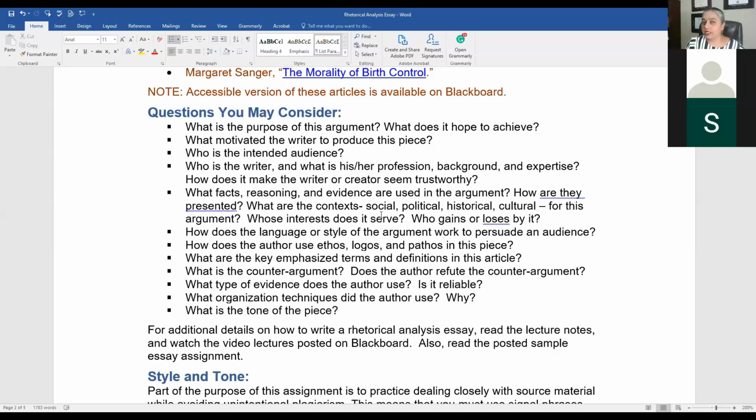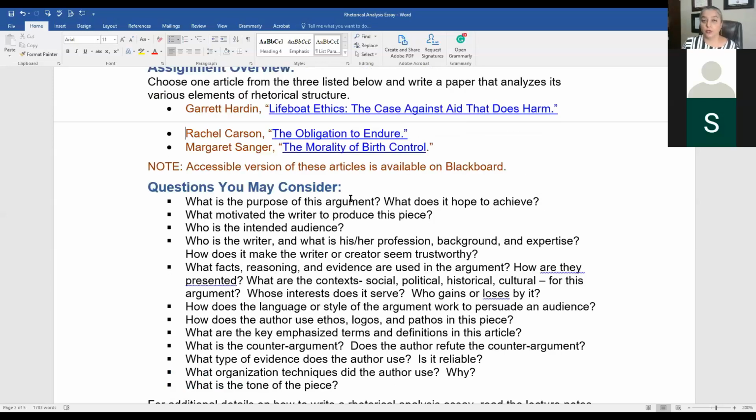You are not arguing whether Carson wrote a good essay. No, that could be another kind of assignment, but in a rhetorical analysis, you are analyzing how the author writes, not what he or she writes. You're not trying to agree or disagree with the piece. And lastly, you are not trying to summarize the work.